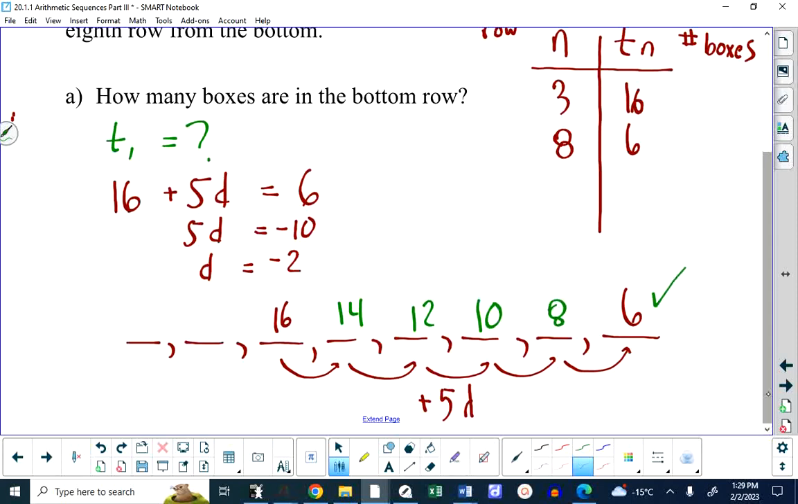So what's the quickest way for us to find the number of boxes in the bottom row? Not to use a formula, to just go in the other direction. Right? If this is 16, this must be 18, this must be 20. The first term is 20. And again, the idea of showing work and doing things algebraically is important, but sometimes you're just given a problem, you want to solve and get the answer to the problem.